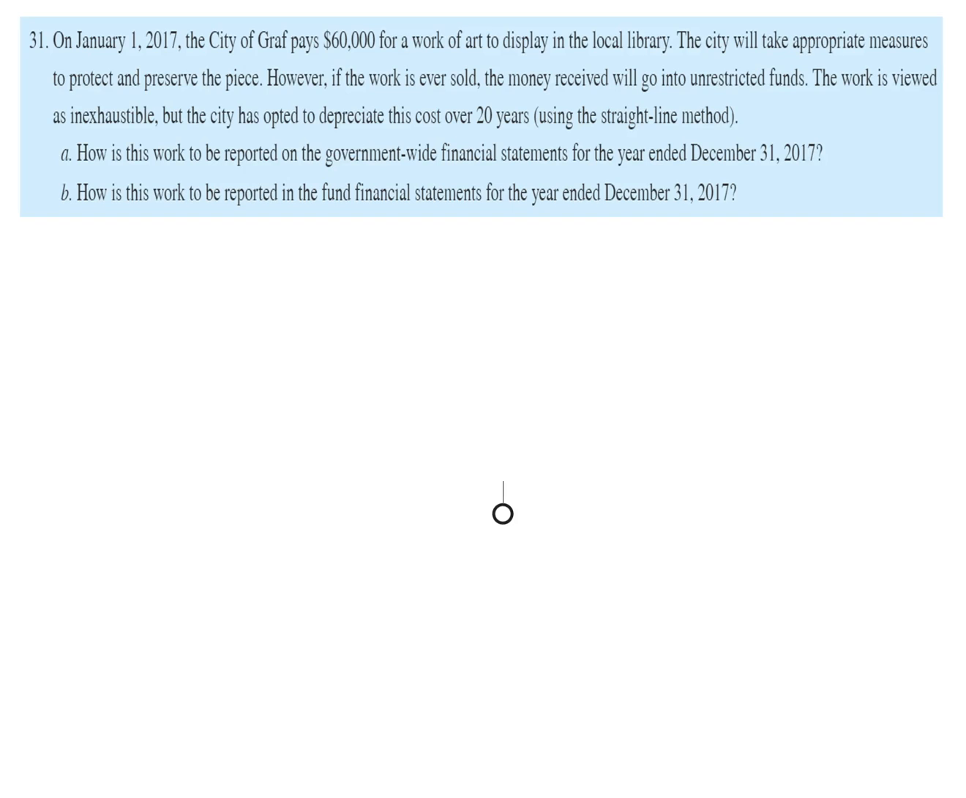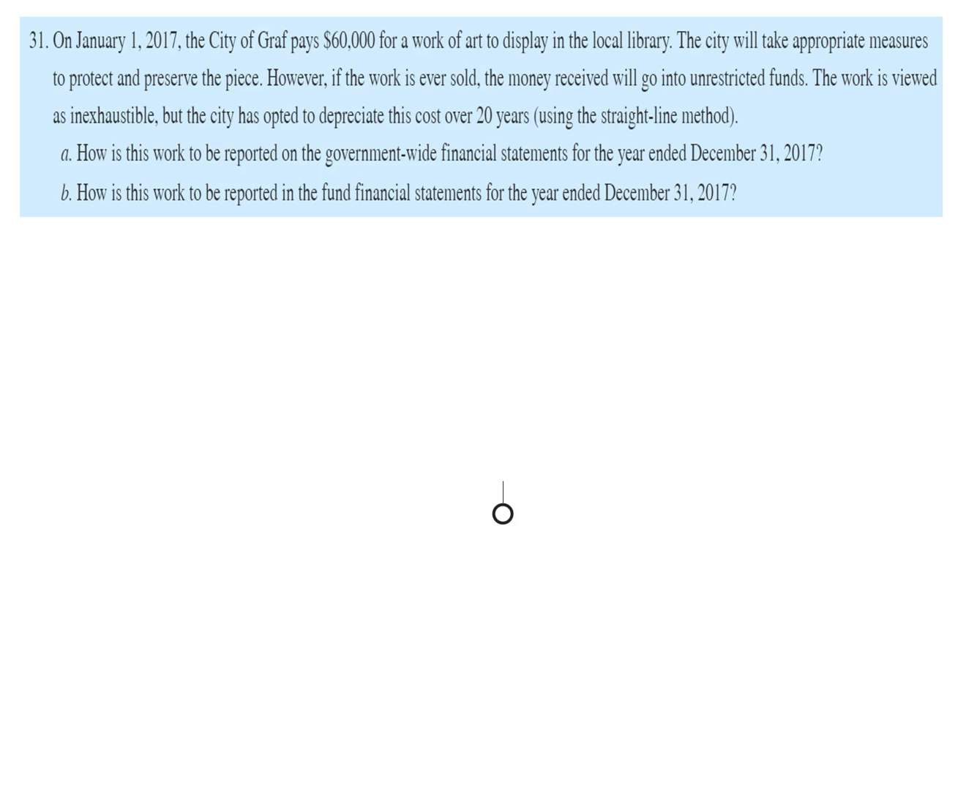Now we will do one problem which is related to a work of art, and I would like to remind you of the accounting standards for works of art or any historical treasures from your textbook, chapter 17. If you go to page number 801, it summarizes that governments should capitalize any type of work of art or historical treasures or similar assets at their historical cost or fair value at the date of the donation. So the government-wide financial statement should record it as an asset.